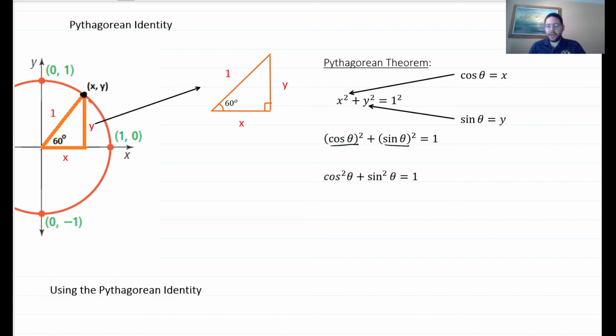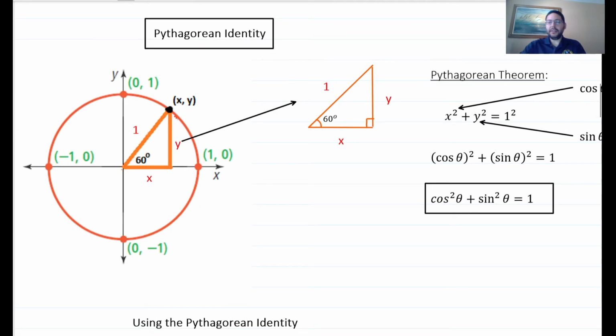So cosine of theta squared, that's the same thing as cosine squared theta with the little exponent here, okay? So sometimes we like to write it like that. And then we have sine squared theta. And we know that 1 squared is going to be 1. All right, so then this identity is the Pythagorean identity. This is the one that we're interested in, all right? So that is the Pythagorean identity.